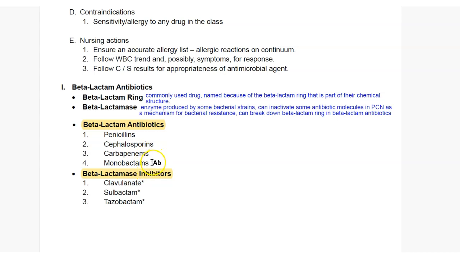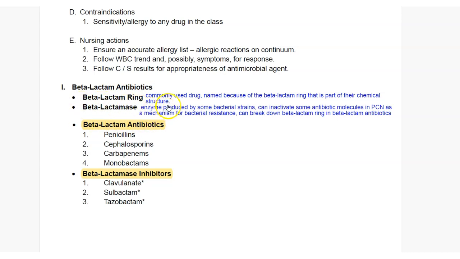Now, we know that some bacteria or microorganisms have beta-lactamase. And so because of that, right, the pharmaceutical companies developed beta-lactamase inhibitors. So these are antibiotics that actually inhibit the activity of beta-lactamase. So this prevents the bacteria from breaking down that beta-lactam ring. So it acts against this enzyme.